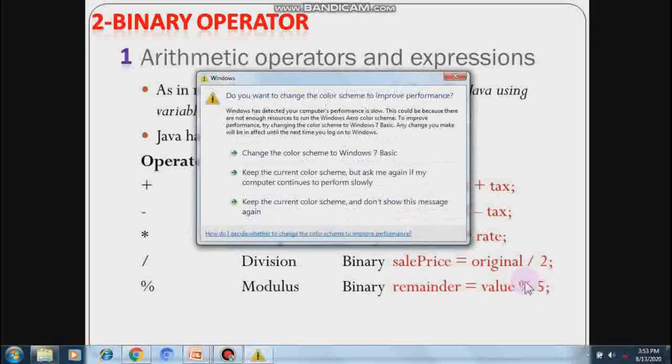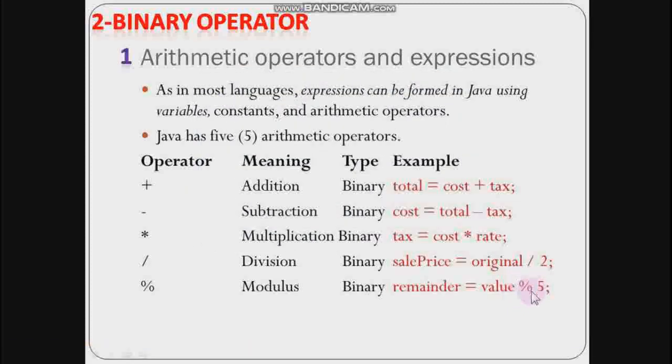This operator is used to find the remainder of a value. So we have five different arithmetic operators, and all these five operators are used with two different operands to perform any operation. Getting it? Now the first binary operator is the arithmetic operator.